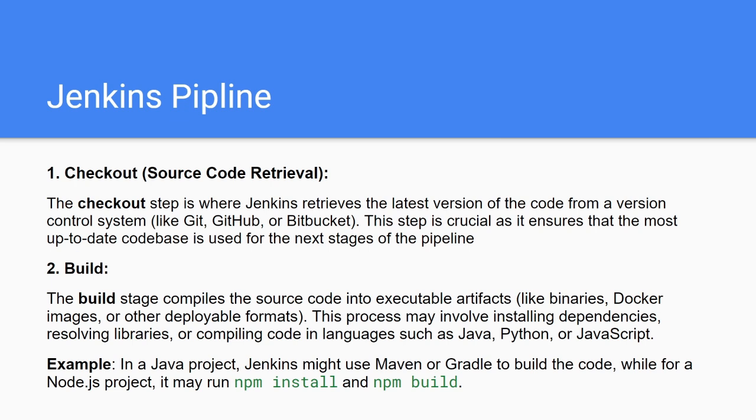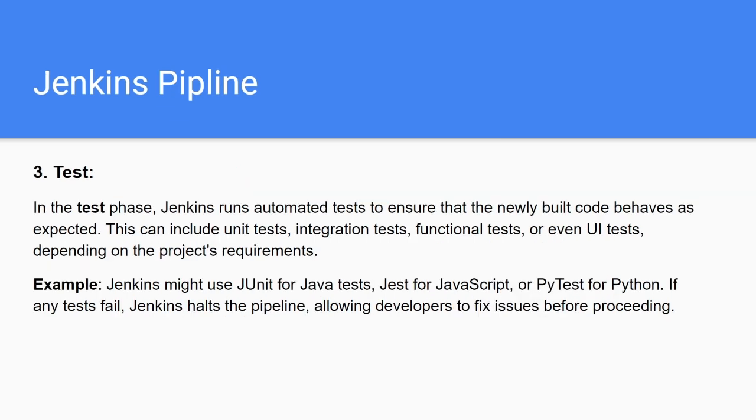the pipeline. Build. The build stage compiles the source code into executable artifacts like binaries, Docker images, or other deployment formats. This process may involve installing dependencies, resolving libraries, or compiling code in languages such as Java, Python, or JavaScript. For example, in a Java project, Jenkins might use Maven or Gradle to build the code, while for a Node.js project, it may run npm install and npm build.